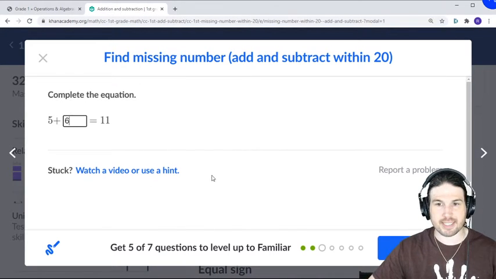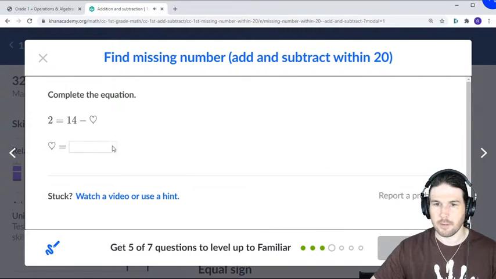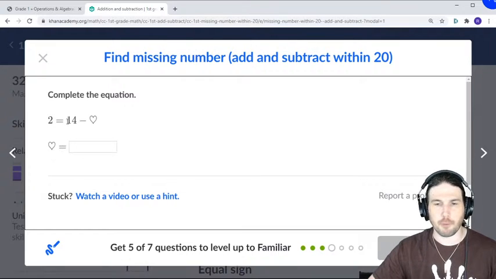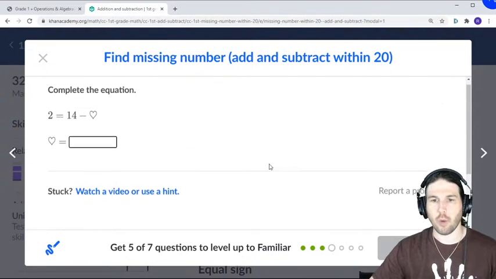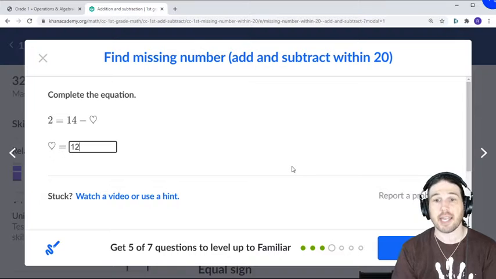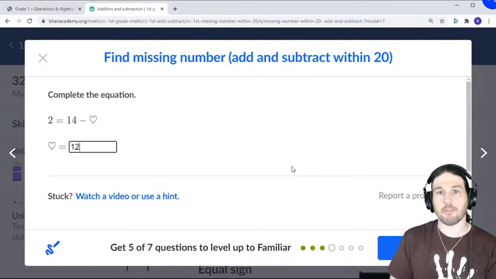Let's see, 5 plus 6 is 11. 12 is 14, or I'm sorry, 2, not 12. I'm a math teacher. 2 equals 14 minus heart. Well, what do I have to subtract from 14 to make 2? Well, I know that 2 plus 12 is 14, so 14 minus 12 must be 2.